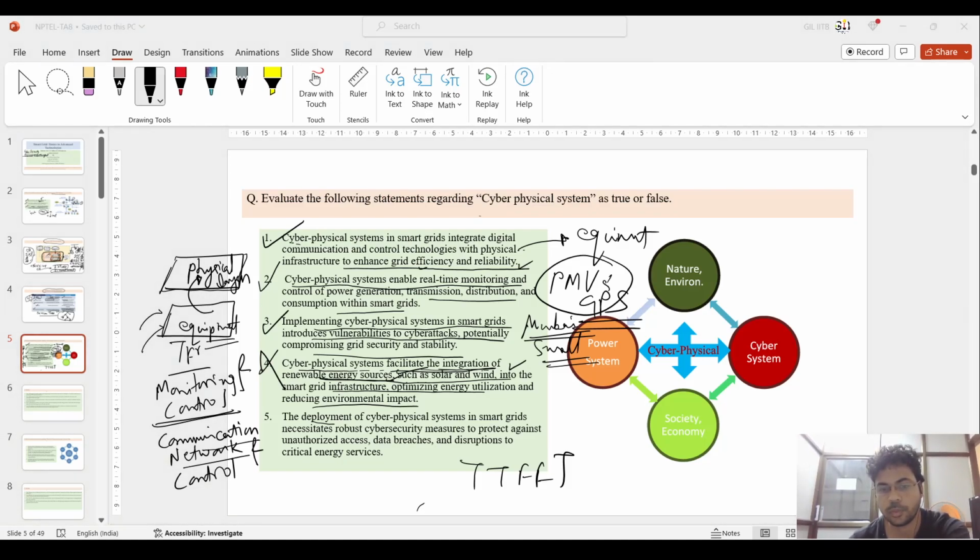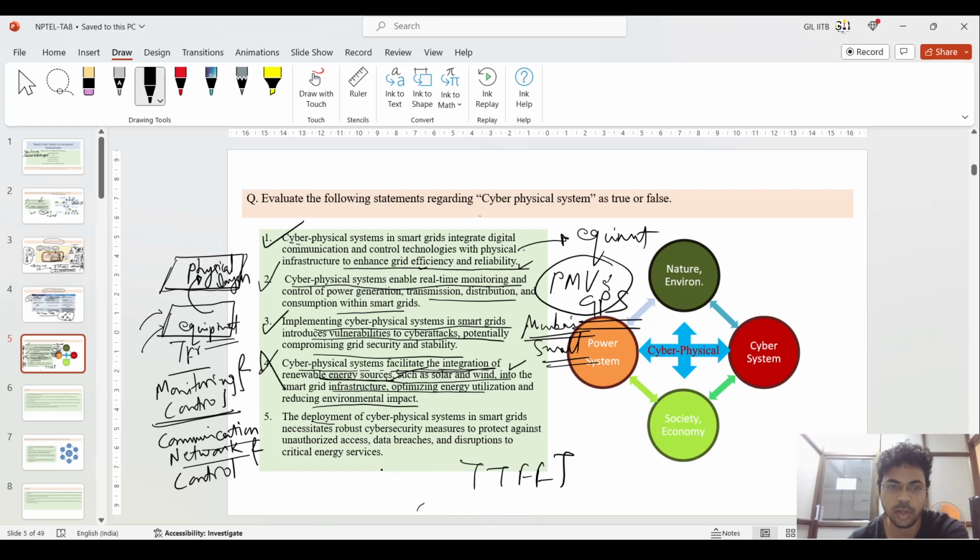So a robust system is required for the integration, right? In that sense, it should be true, right? Yeah.